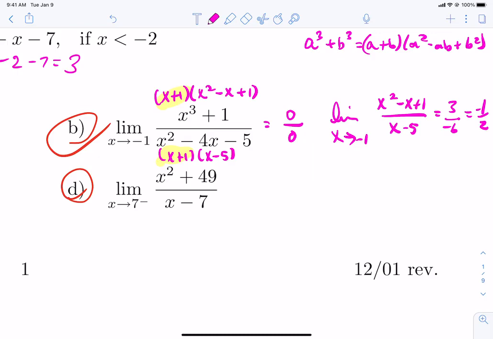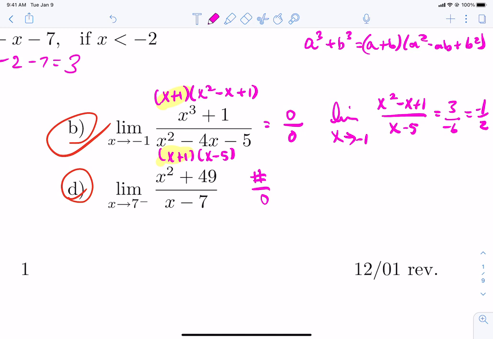Now, let's look at D. For 7D, we are not approaching 7, but we are approaching 7 from the left. Now, you should always try to plug in 7 and just see what's happening. If I plug in 7 on top, I get 98 over 0. Now, you might recall that a number over 0 did not indicate there was just a hole in the graph, but it indicated that there was a vertical asymptote.